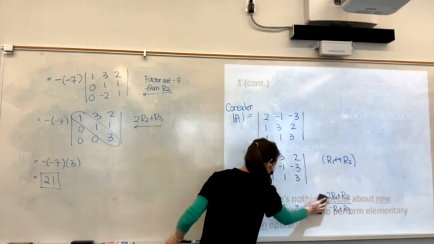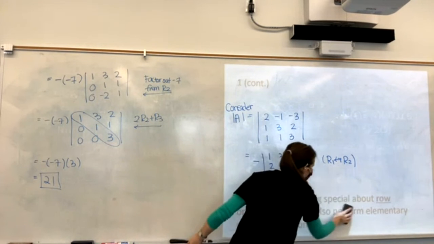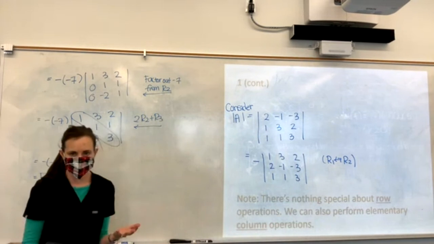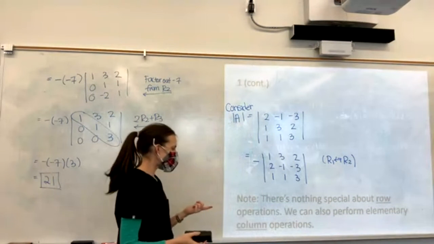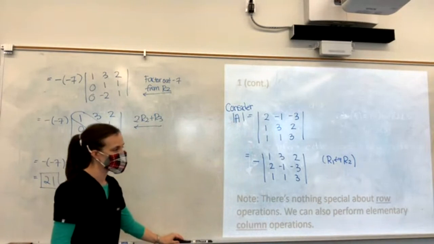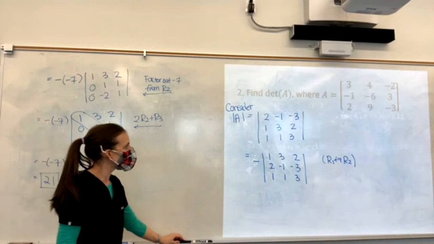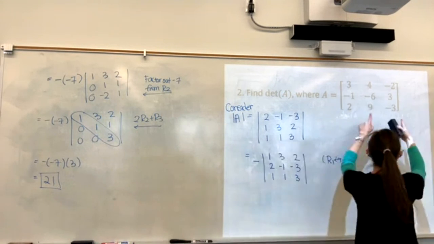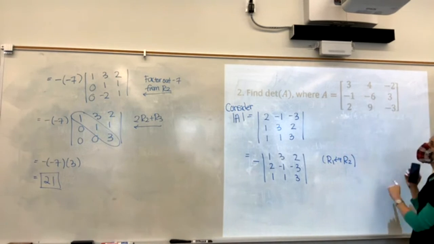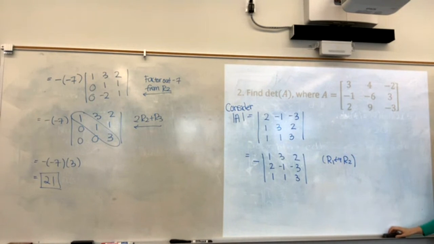Okay, now, there's nothing special about row operations. That's what we've done in this class up to this point. We almost always just work with row operations, but you can also perform column operations, and the same rules apply. So if you swap two columns, your determinant will get a negative.